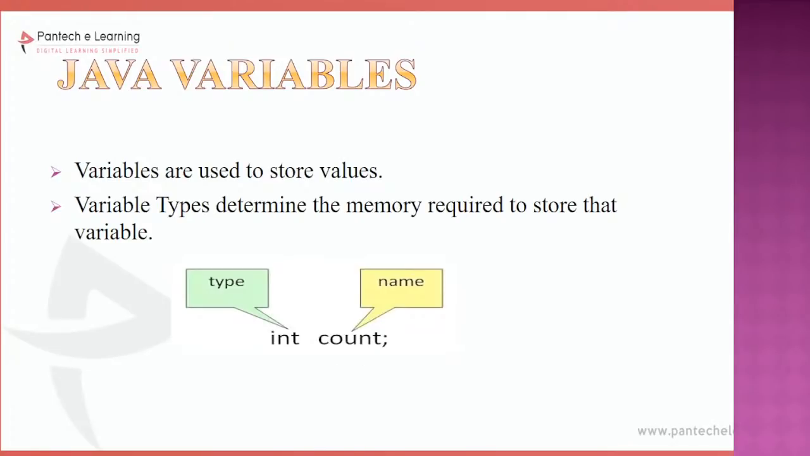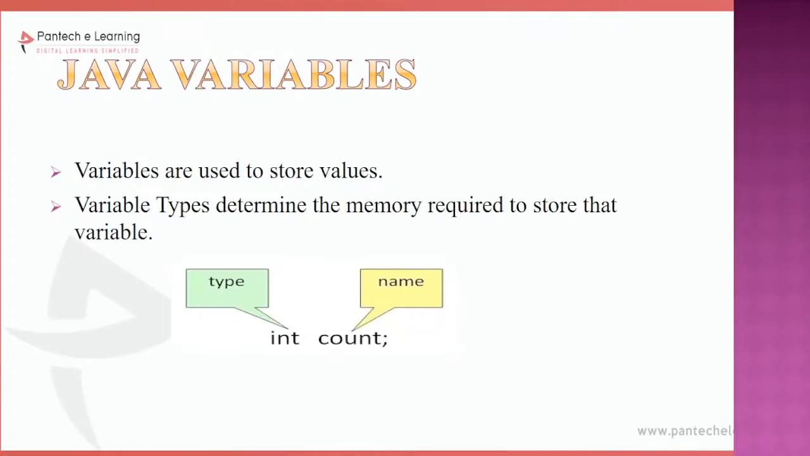Clear? Say, for example, in a bigger application I am developing, I want to store the records of thousands of employees. So what is the name of an employee? What is the employee ID? What is the age of an employee? What is the gender? In which department is he working? Based on that, I can go for different data types and variables. They are mainly used to store values. They are used to allocate memory. And variable types determine the amount of memory required to store that variable.